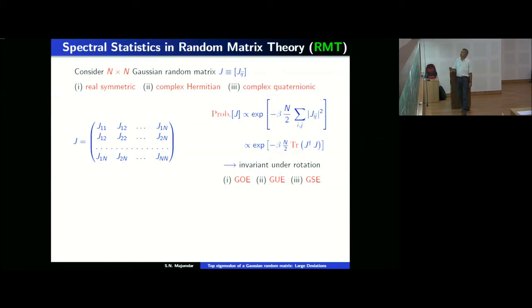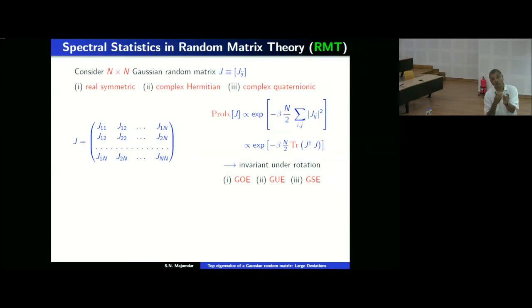Okay? Now, why do I choose these particular special variances? Because if I write it this way, then this object here is just the trace of J dagger J, where J is this matrix. Now, what is the advantage of that? The advantage is that when I'm able to write it as exponential minus trace of J dagger J, then if I make a rotation, for example, for the real symmetric matrix, an orthogonal rotation, I change the basis.